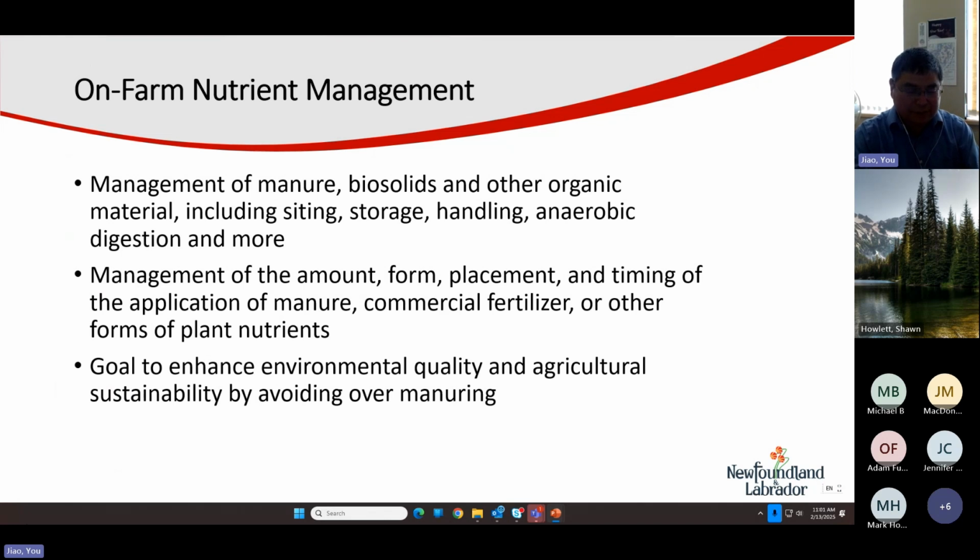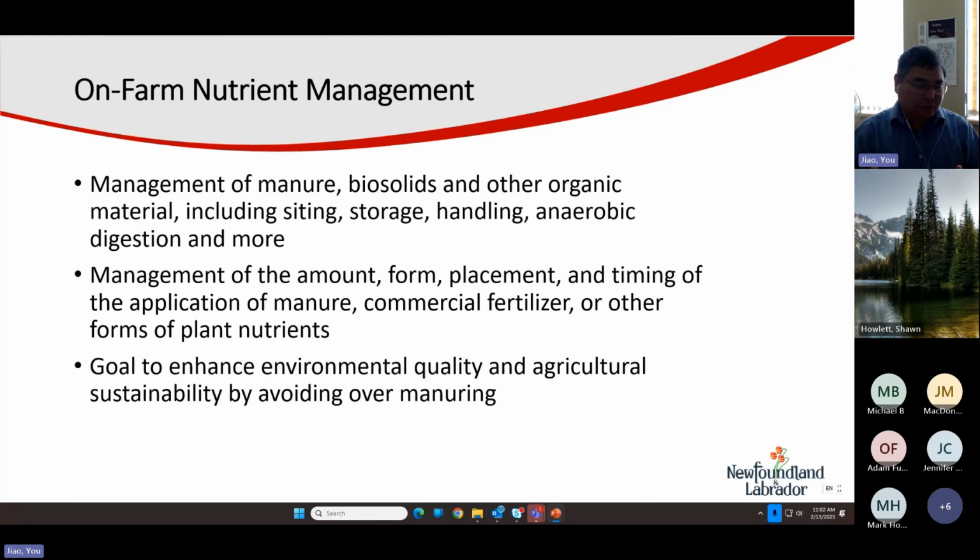On-farm nutrient management is managing the nutrients, biosolids, and other organic materials, including feeding, storage, handling, anaerobic digestion, and more. It manages the amount, form, placement, and timing of the application of manure, commercial fertilizers, or other forms of plant nutrients. The goal is to enhance environmental quality and agricultural sustainability by avoiding over-manuring.